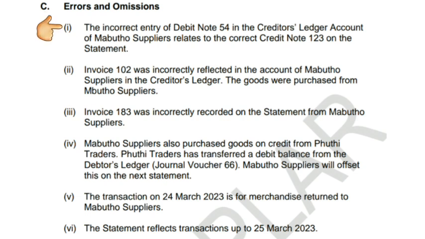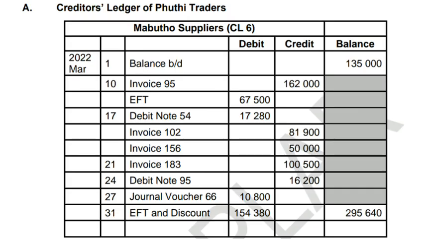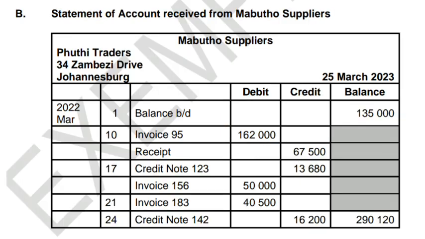So Roman figure 1 says the incorrect entry of debit note 54 in the creditors ledger account of Mabuto Suppliers relates to the correct credit note 123 on the statement. So we are going to go back to information A and B to look at that. We see debit note 54 on the 17th of March 2022. It is for 17,280, and they're saying they need to look the same because these things are supposed to match. What I prepared in my books as well as what Mabuto is going to send me is supposed to match.